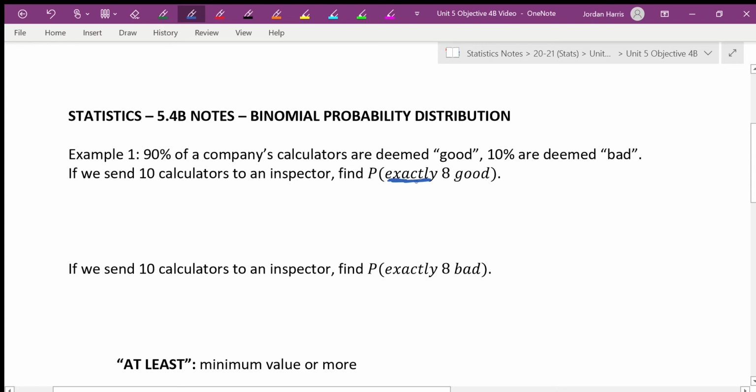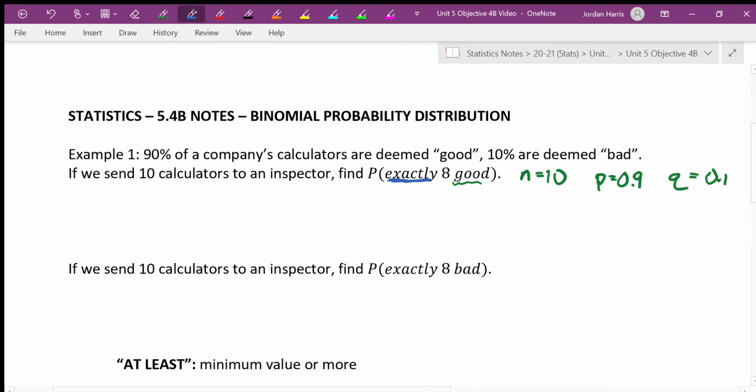Okay, so we could actually do this. We still need N, P, Q, and we set it up. N is how many do we have total? 10 calculators. P is the probability of success. We're looking for good, so a success is 90% or 0.9, written in decimal form. That means failure must be 0.1, 10%.